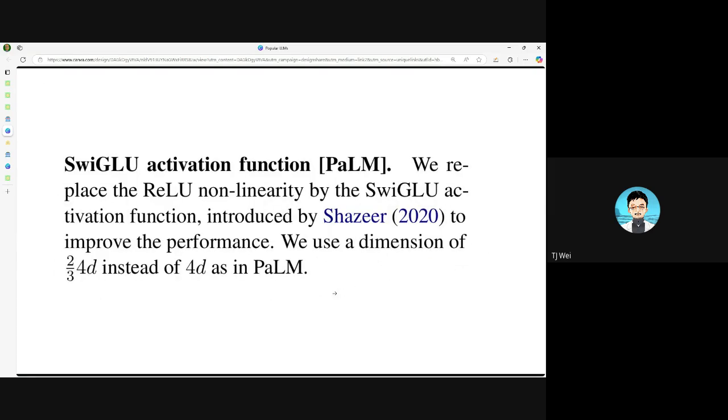And also they use the SwiGLU activation function to replace the nonlinearity in the feed-forward network. They are replaced by GLU. GLU is the gated linear unit that we talked about when we discussed the RNN and LSTM. We said that there's a simplified LSTM architecture called the gated linear unit, and they are using a similar idea in this unit. They also change the dimension to improve the performance. But anyway, they are using SwiGLU.